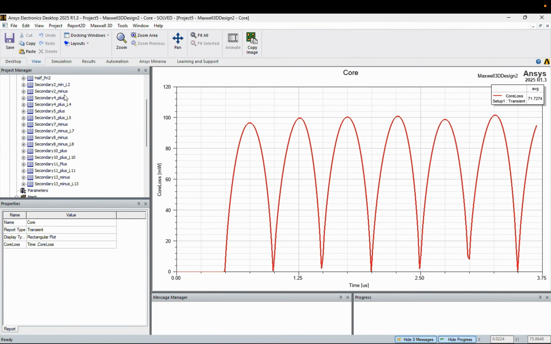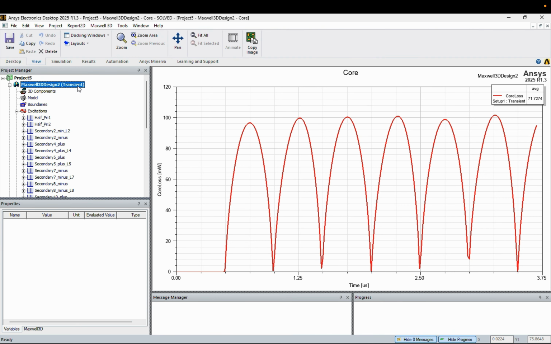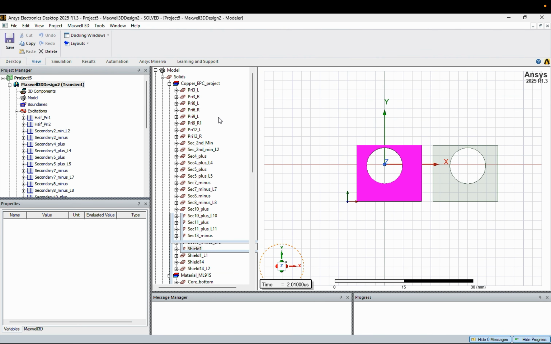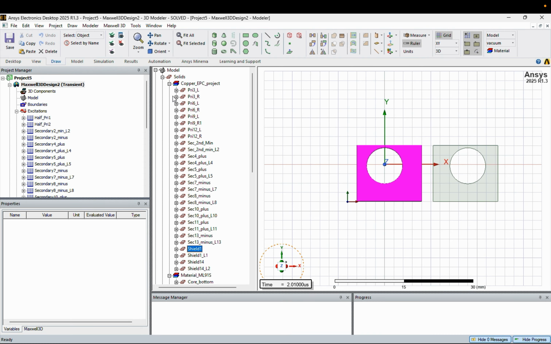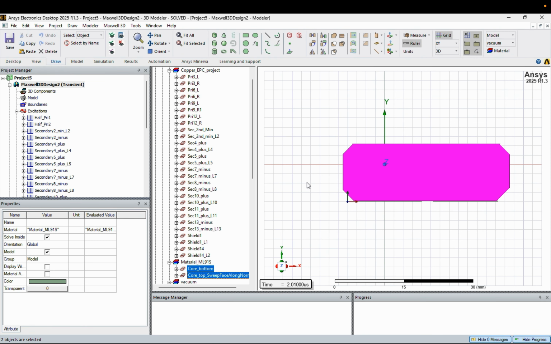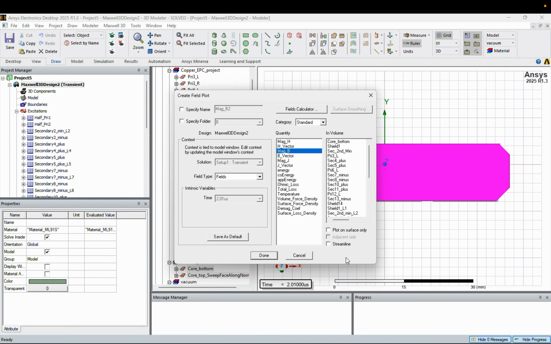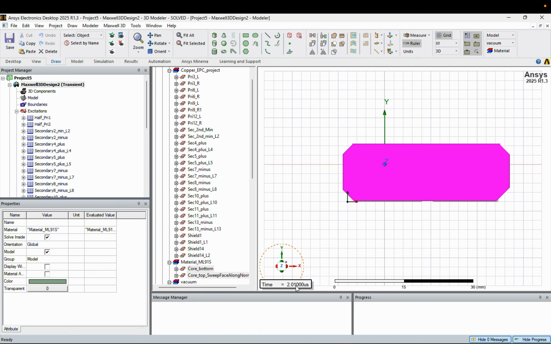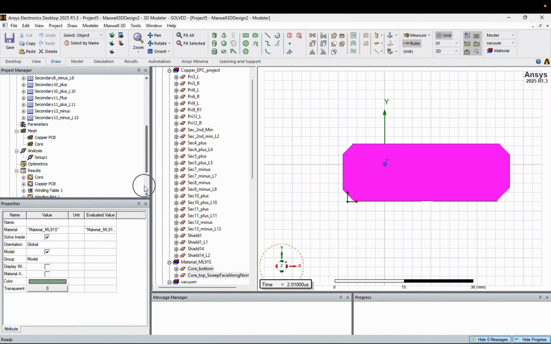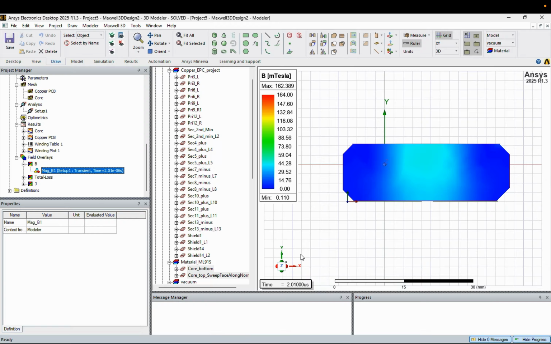So I selected the core. You can look at previous videos. I select the core over here. Just right click, select, and then select all, and then do fields B, and then you plot on surface and click on done. Then set this time to 2 microsecond, and you'll see the B is like this.